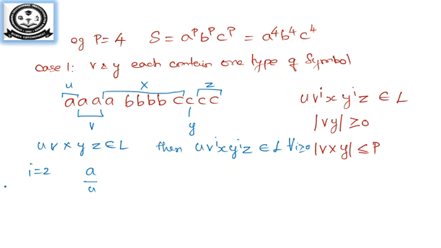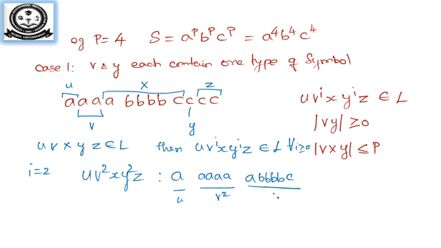Let me write the equation first. You are going to find u v square x y square z. So what will be the string? U is a. V is a, so it has to be aa for v square. The x is the rest of the things, so a, b's and c's. Then y is y square, so you have a single c, which should be written twice. Then the remaining two c's are for z.